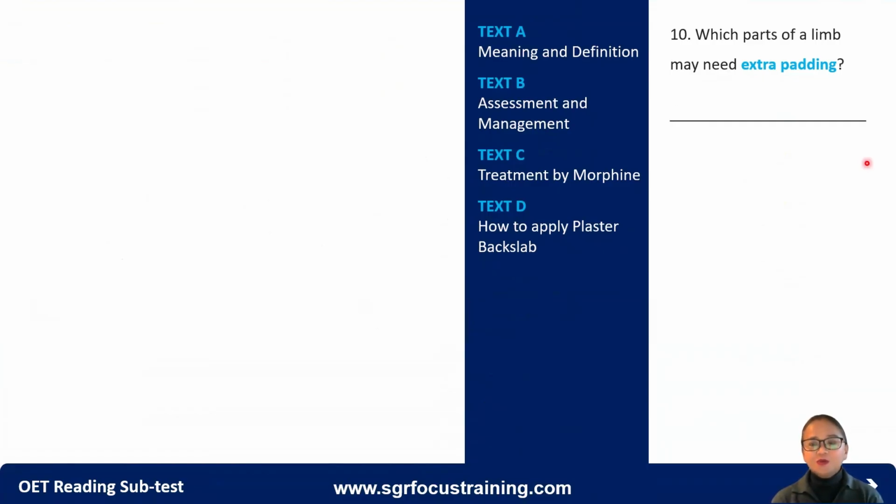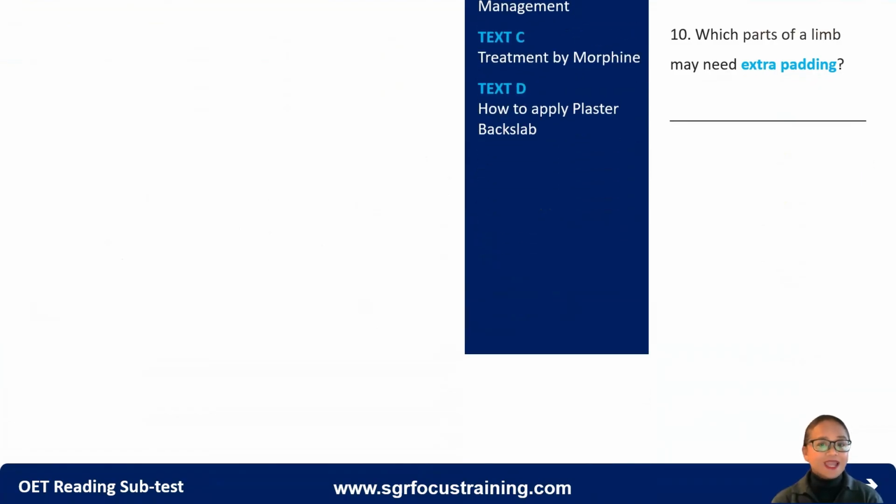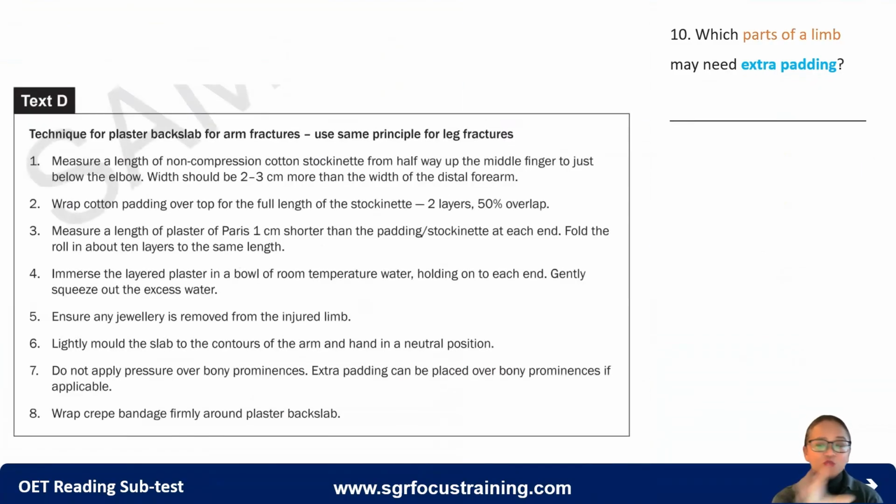So in here, we're being asked which parts of a limb may need extra padding. Well, again, medical knowledge. If you're giving extra padding to the patient, that's something you typically do in a plaster backslab when you're splinting. So we know we're going to go into text D. By the time we go into text D, we need to find the words extra padding. And we found it in here.